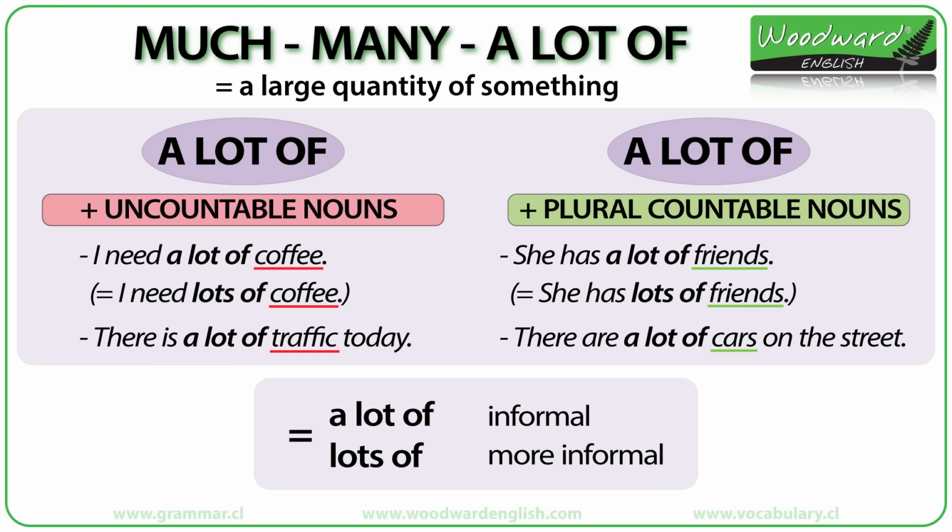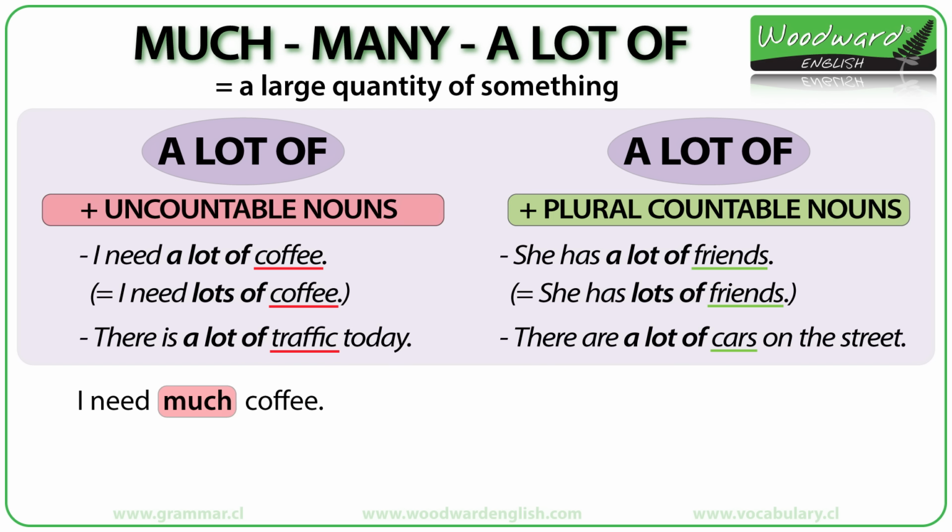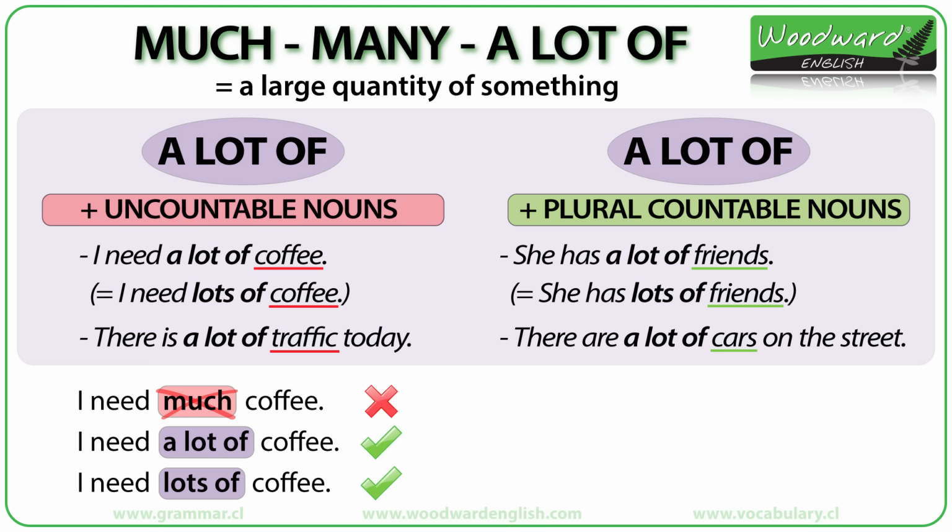A couple more examples. There is a lot of traffic today. Traffic is uncountable. There are a lot of cars on the street. Cars is a plural countable noun, and with both of those we can use a lot of. We cannot say I need much coffee. This is not correct because we cannot use much when the sentence is affirmative or positive. We say, I need a lot of coffee, or I need lots of coffee.